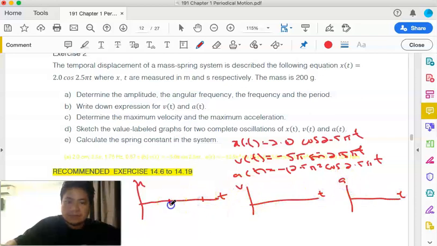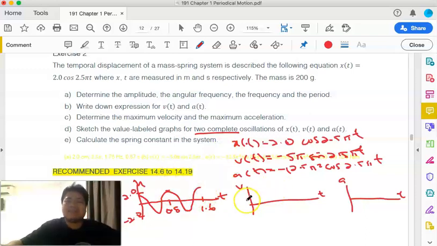You have two complete oscillations. The period is 0.8, so you have 1.6 for two periods. For x, this should be 2, and this is minus 2. So this is a cos, this is the first cycle, and you have another cycle. Sorry, it's not a very good drawing.